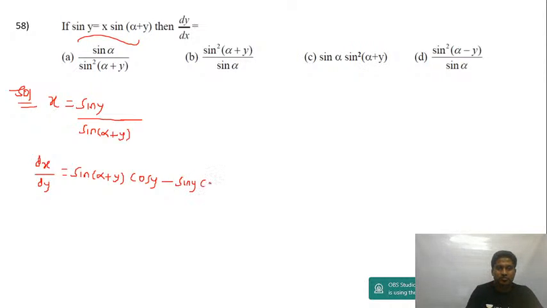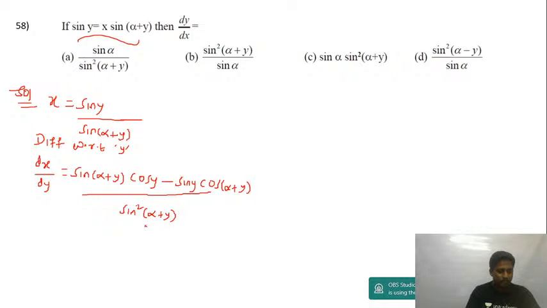You will get this as sine cos of alpha plus y upon denominator the whole square. Let me write here, differentiate with respect to y, divided by denominator the whole square. Denominator the whole square is sine square of alpha plus y.